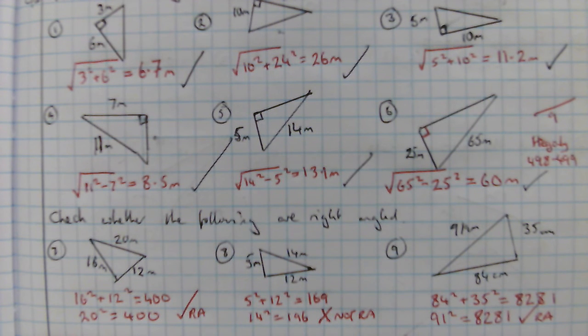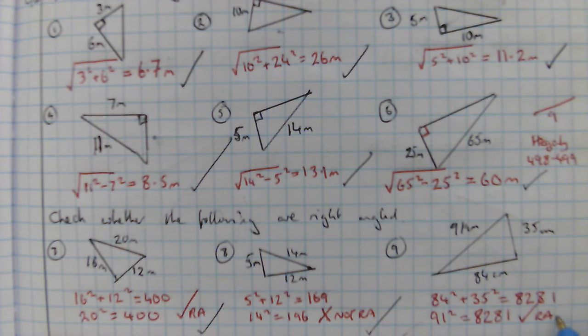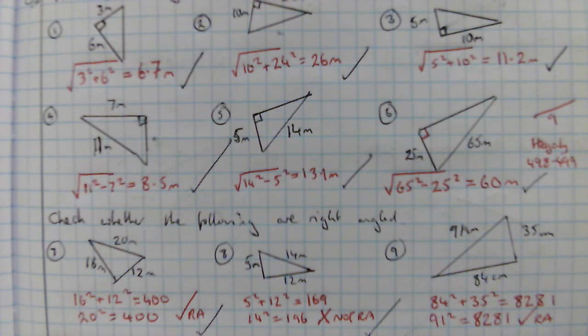Question 7, 8 and 9, you're trying to check whether or not it's right-angled. In this case, you've got 16 squared plus 12 squared is 400. The hypotenuse squared is also 400, so it's right-angled. For question 8, it's not right-angled because it's 169 versus 196. And for the last one, it's right-angled. The sum of these two squares gave you 8281. The sum of the hypotenuse also gave you 8281.